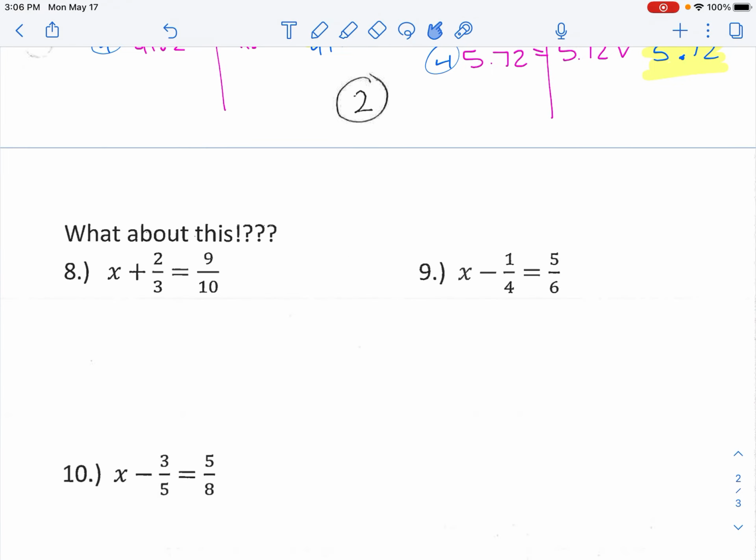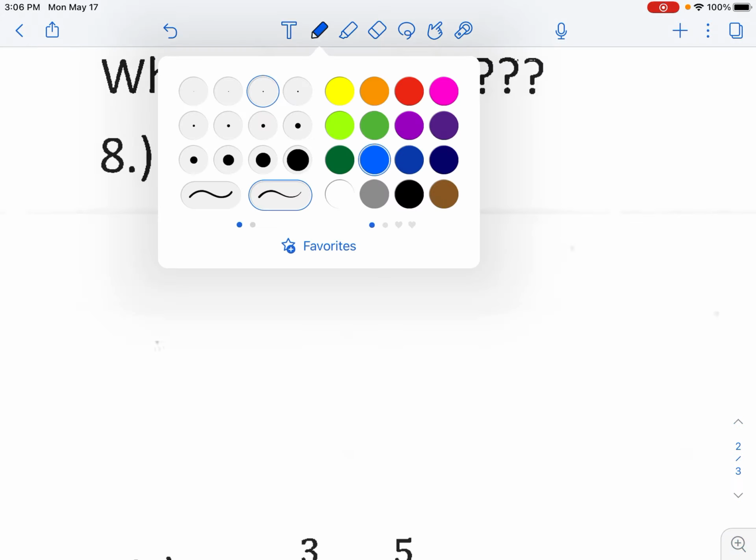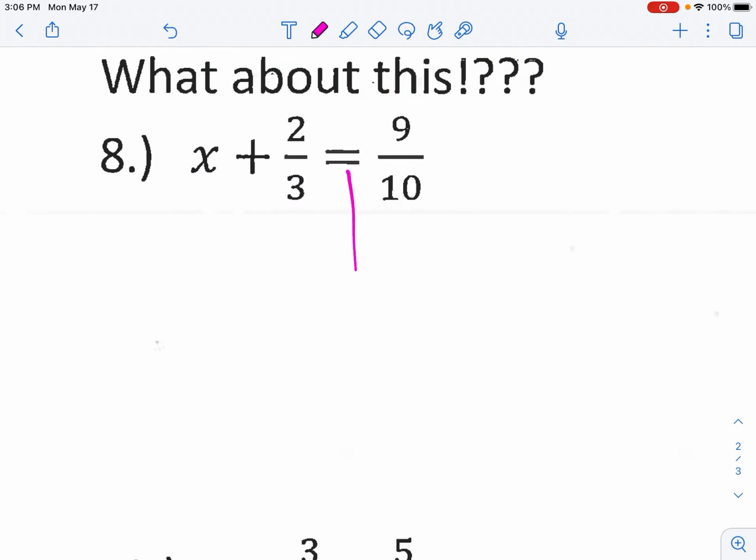All right, so what about this? I realize these might look a little scary, but they're not. You guys know exactly how to do all of this math, so just stay with me. First step, draw your mirror. Second step, notice right away that you're going to have to do minus 2/3 on the left and minus 2/3 on the right.